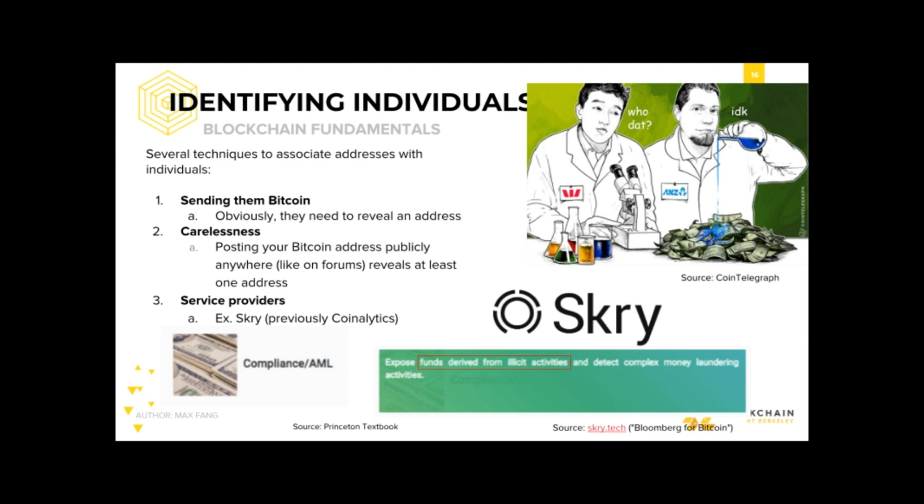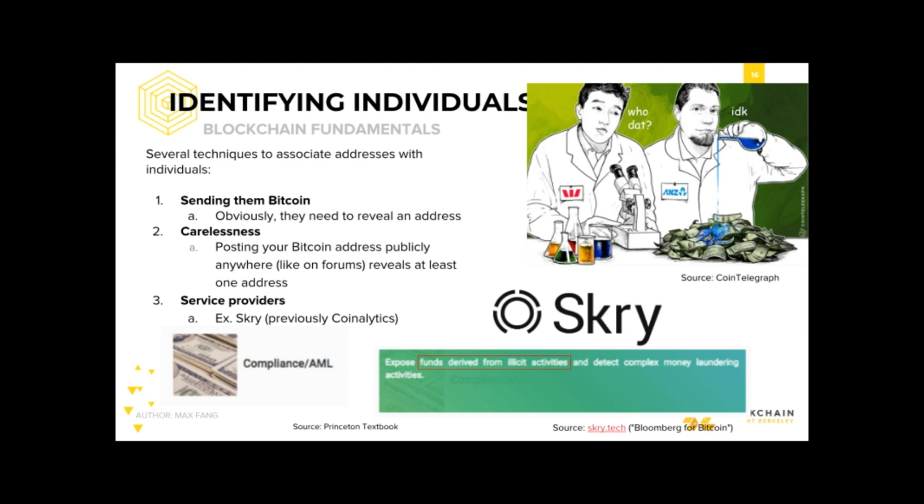So if they're publicly posting on Reddit saying, hey, this is my address, please donate some Bitcoin to me, I'm in real need. Or if in one of the earlier lectures, I posted my Bitcoin address and I'm like, hey guys, send me some money on this address, then now you know my identity and you can link that.